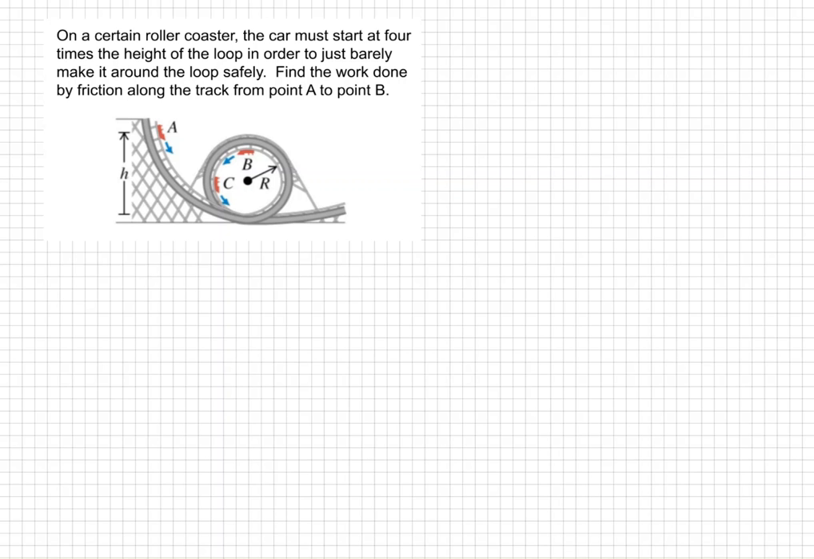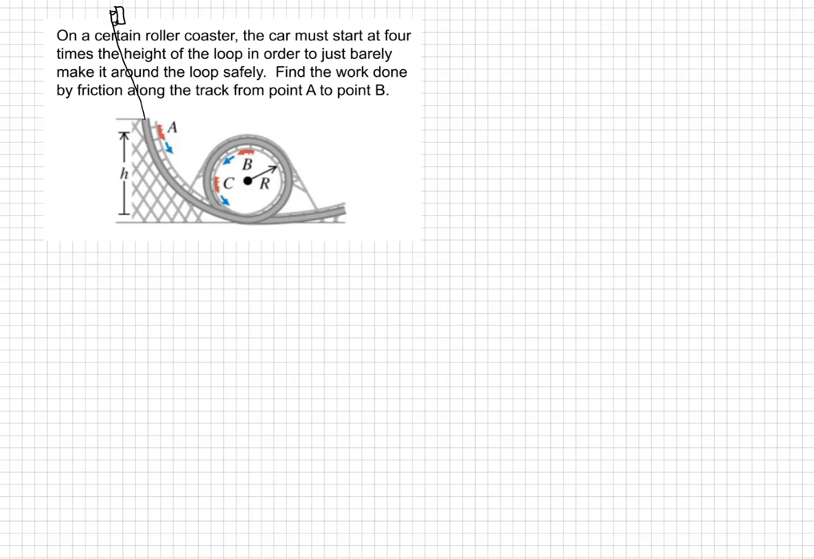Okay, welcome back. This is the famous roller coaster problem, and the idea here is that you have to start the roller coaster at 4 times the height of the loop. So actually, way up here, 4 times the height of the loop, in order for something to make it all the way around. And so the question here is, what's the work that is done by friction if this is the case?